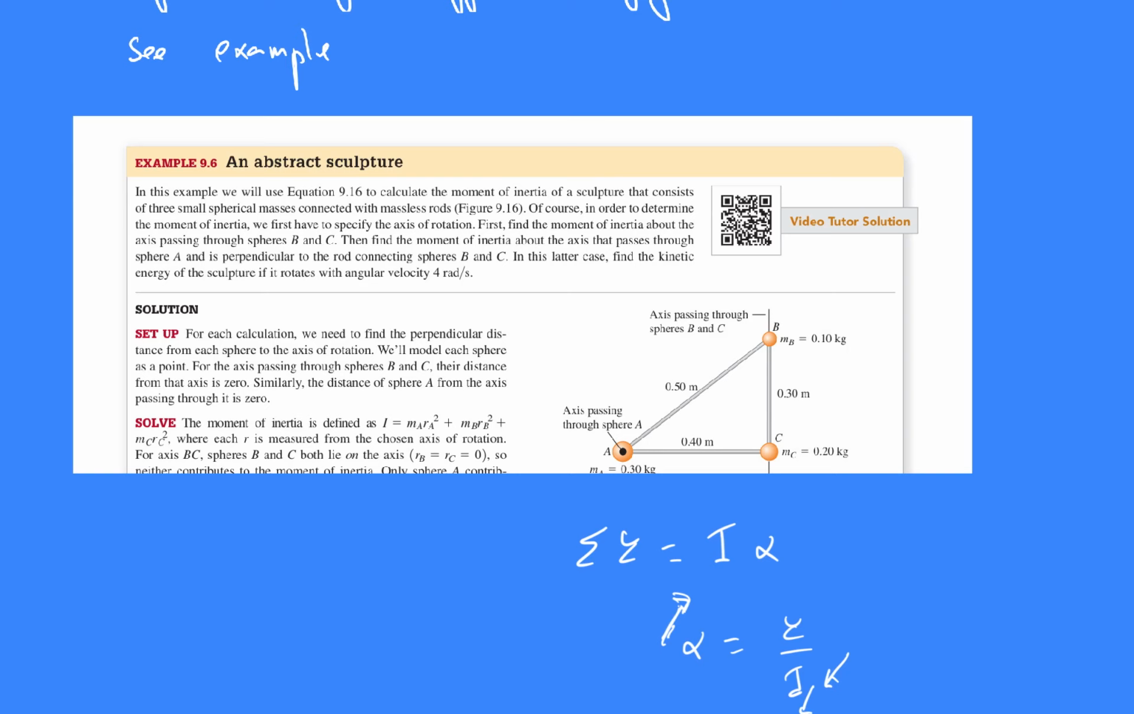So the problem is they give you the structure of this object, and they ask you what is the moment of inertia. Be aware that the moment of inertia is very important to calculate the angular acceleration.